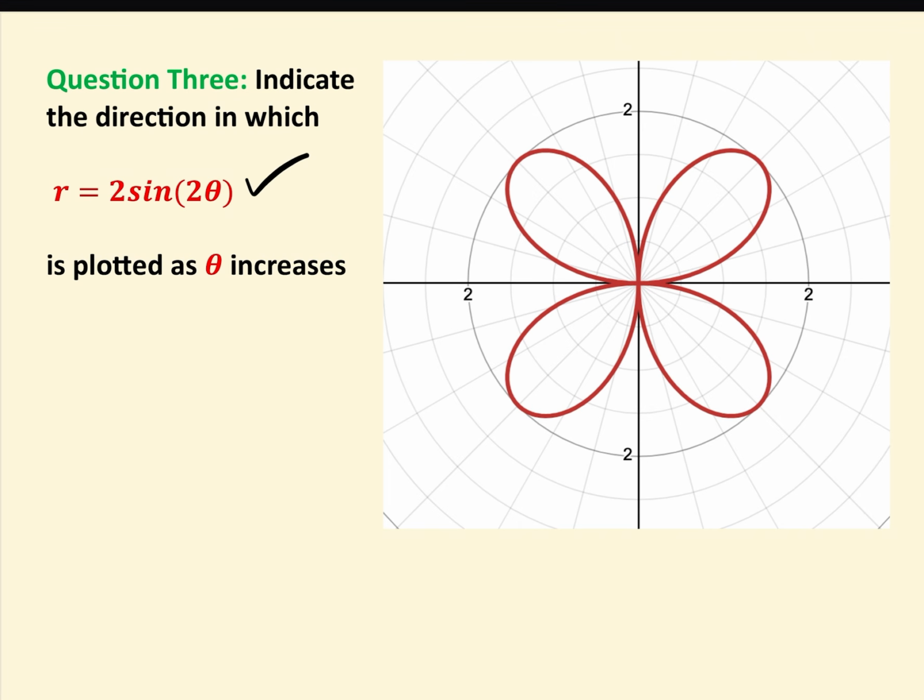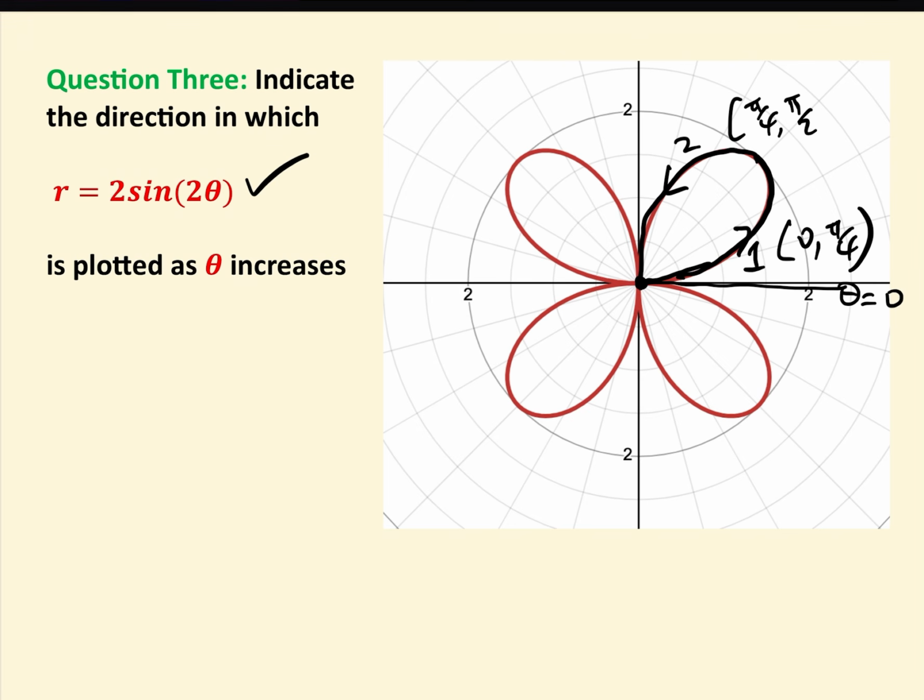Okay, let's have a look at how we find the direction. Well, clearly it starts here when theta equals 0. And then what happens? Basically, as theta goes from 0 to pi over 4, it maps this bit here. So that bit there is number 1. And then what happens? From theta is pi over 4 to pi over 2, it maps this bit here. So that bit is number 2, and that's from pi over 4 to pi over 2.